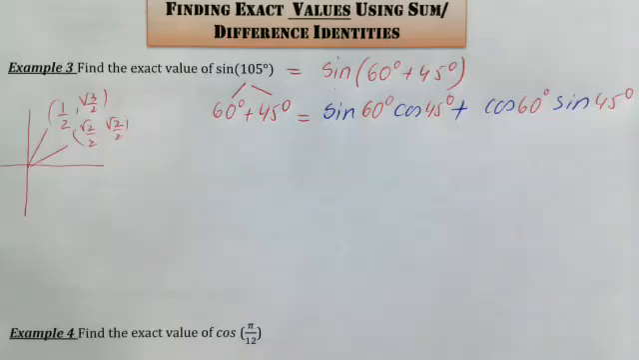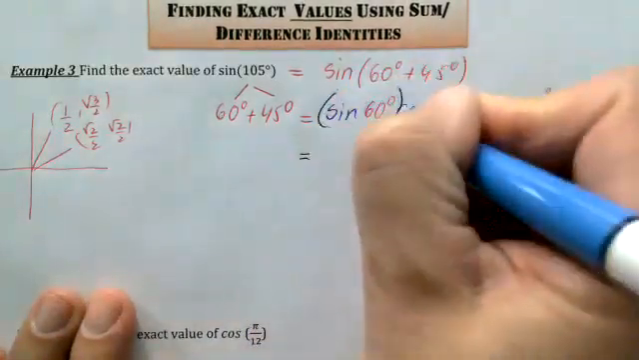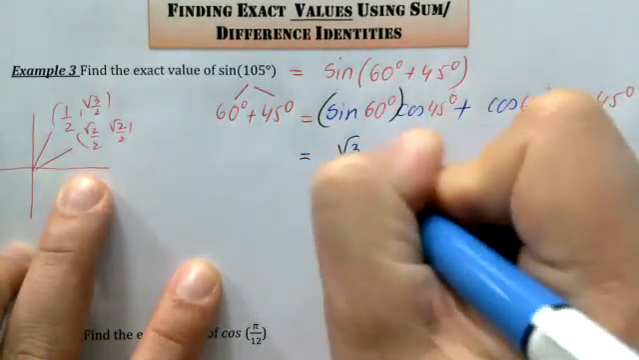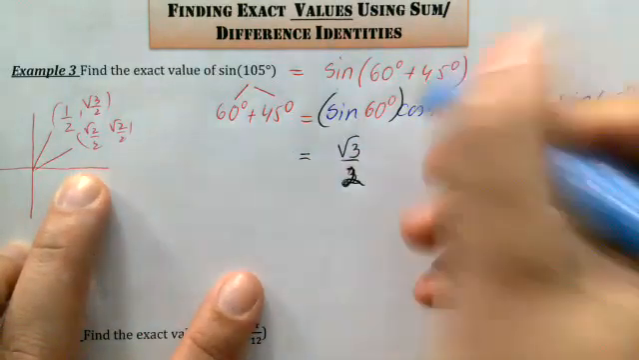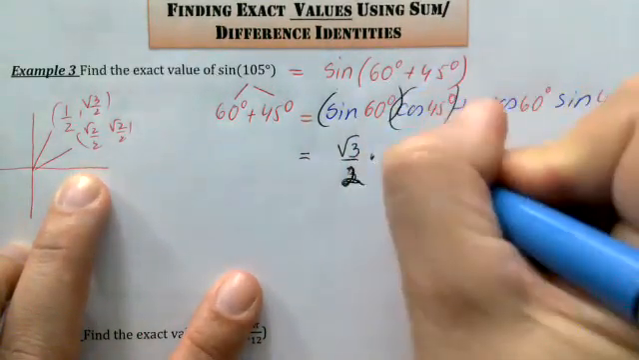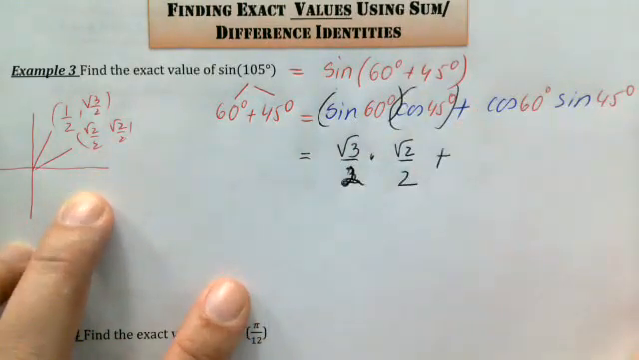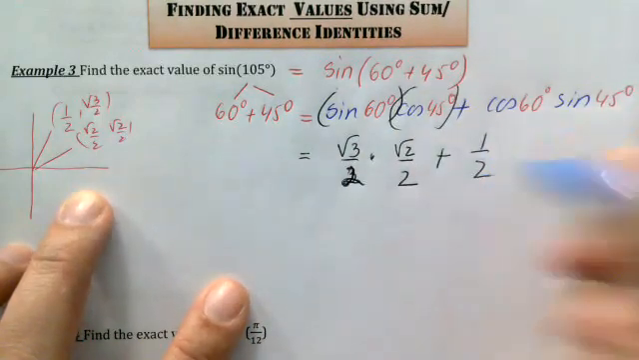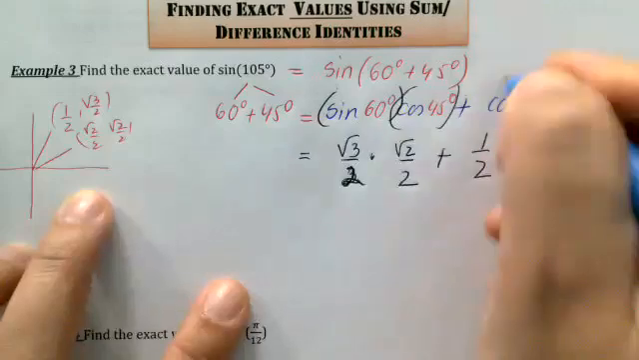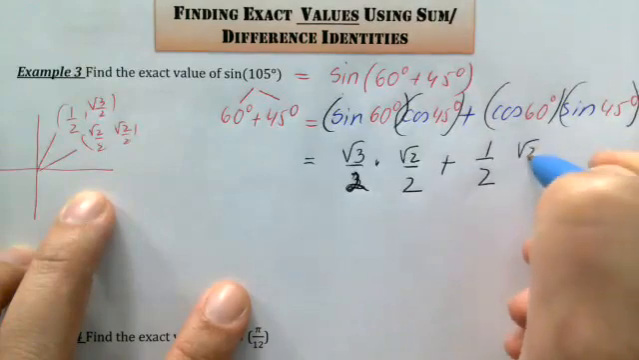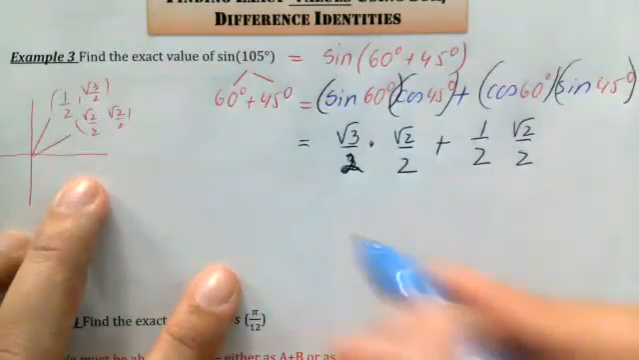Now we're going to evaluate. Sine of 60 evaluates to square root of 3/2. Cosine of 45 evaluates to square root of 2/2. Cos of 60 degrees is 1/2. Sine of 45 degrees is square root of 2/2.